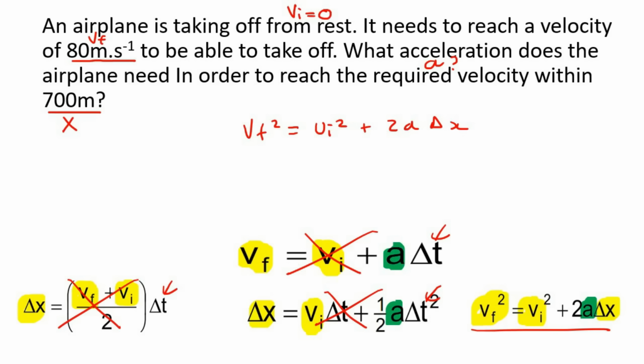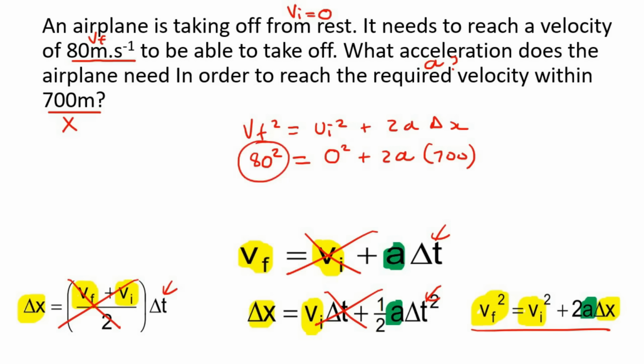And the final velocity is 80. Remember, the aeroplane is now taking off. So it starts at 0 and then builds up its speed so that it can reach 80. Then the initial velocity was 0. The acceleration we don't know. And then the displacement is 700.